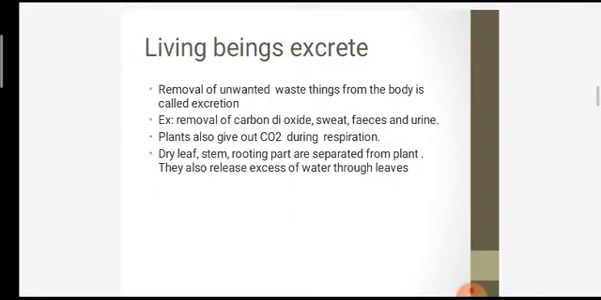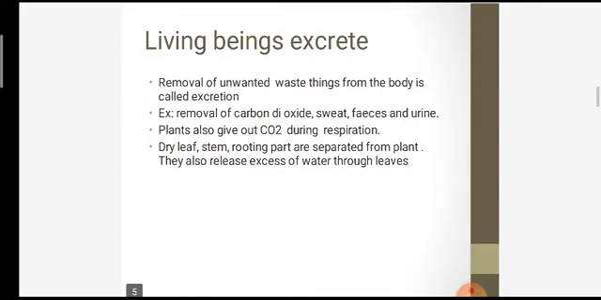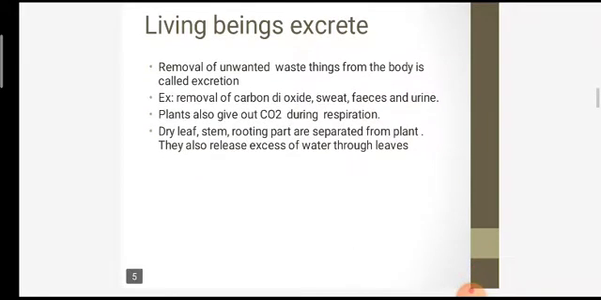For example, removal of carbon dioxide. We breathe, we leave something, that is a gas, that is carbon dioxide. We sweat. Sweat means from your body, when there is heat, the water is released out onto your skin, that is sweat. Faeces and urine.